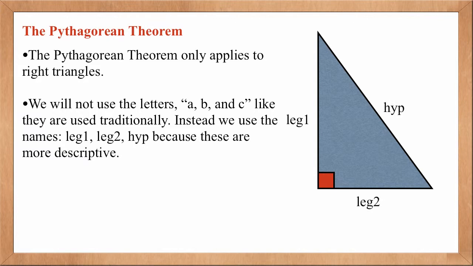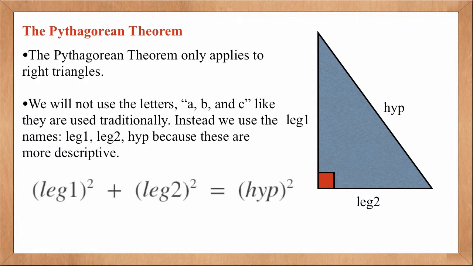So the Pythagorean Theorem, notice I've got the picture here: leg 1, leg 2, and then the hypotenuse. The hypotenuse is always opposite the 90-degree angle, so the formula is not a squared plus b squared equals c squared, but it's leg 1 squared plus leg 2 squared equals hypotenuse squared. Again, the reason why we're doing this is because a, b, and c by themselves are not descriptive. They don't really tell us anything. But when I use leg 1, leg 2, and hypotenuse, that becomes more descriptive of what's happening in the triangle.